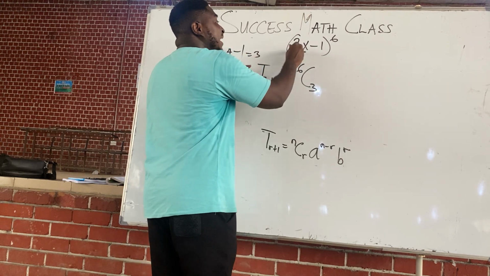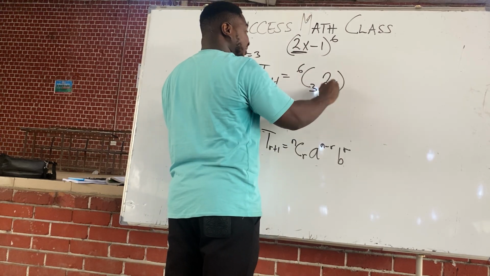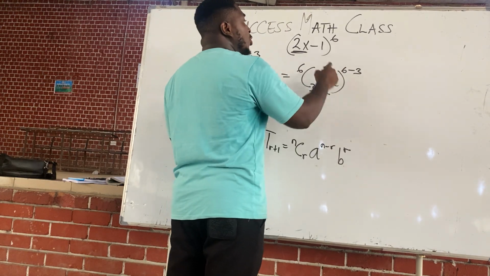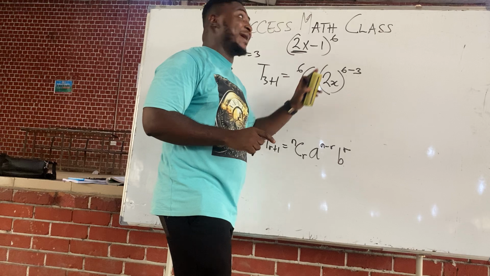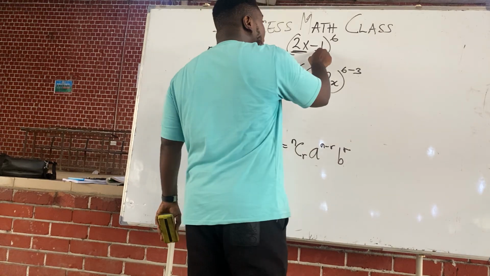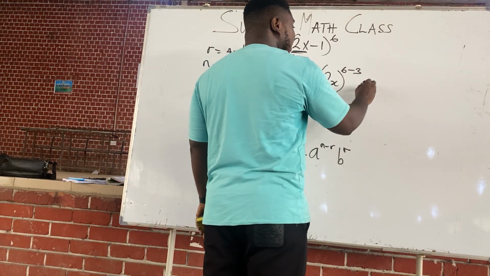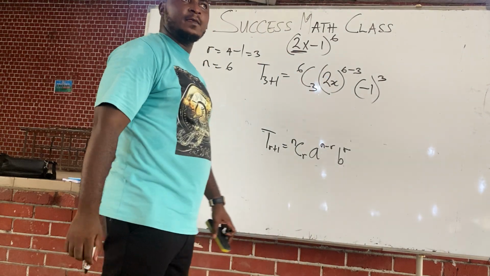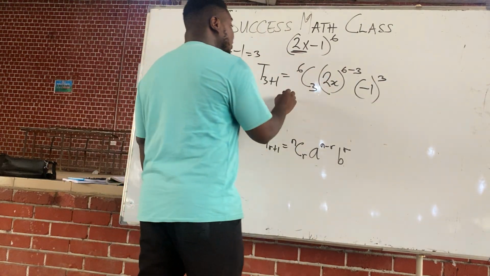Who is A? 2x. A is 2x raised to power 6 minus 3, N minus R, right? Who is B? Minus 1. Don't just say 1, say minus 1. B is minus 1 raised to power R. Who is R? 3. So 6 combination 3 is what?